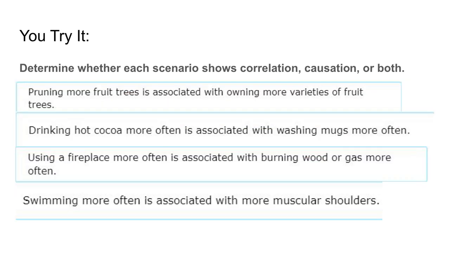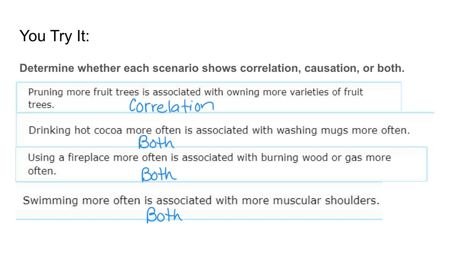So take a couple minutes and take a look at these and decide what you think. They're all going to be correlation, but decide if they also have causation in them. And write out beside each one whether you think it's correlation or both correlation and causation. You cannot have causation without correlation, so that's not going to be a thing. When you get done answering those four, come back, pause the video to answer them, then come back and see if your answers were correct.